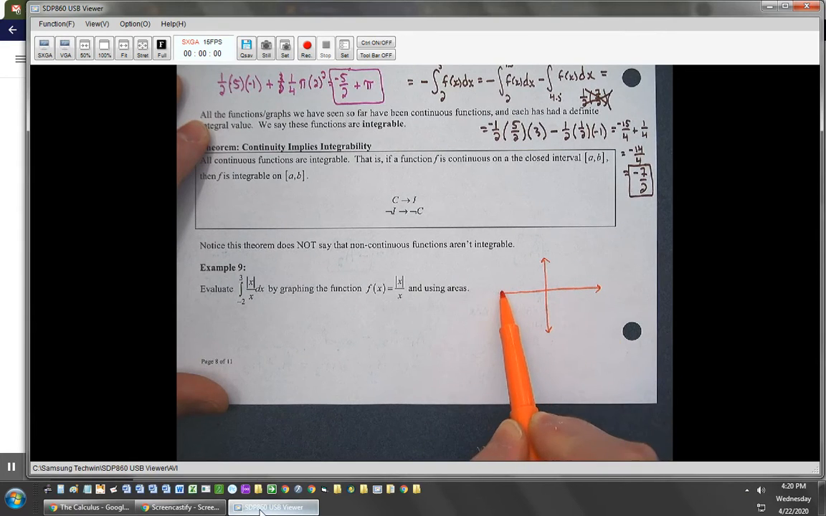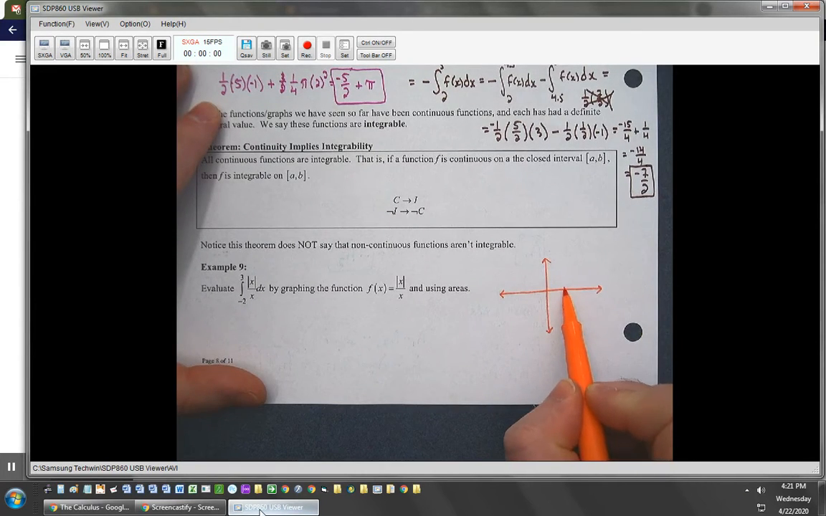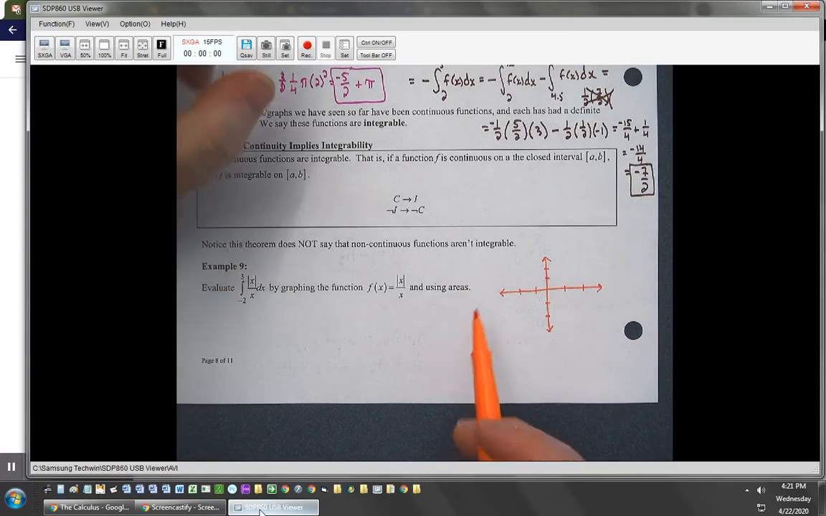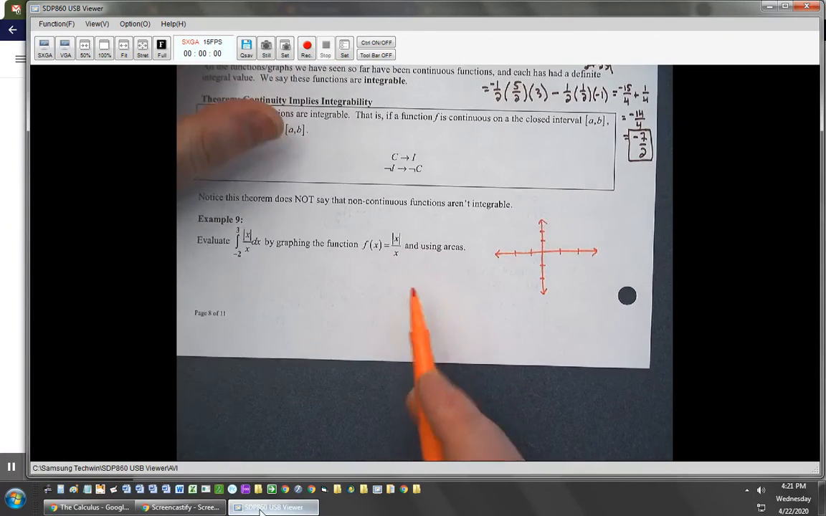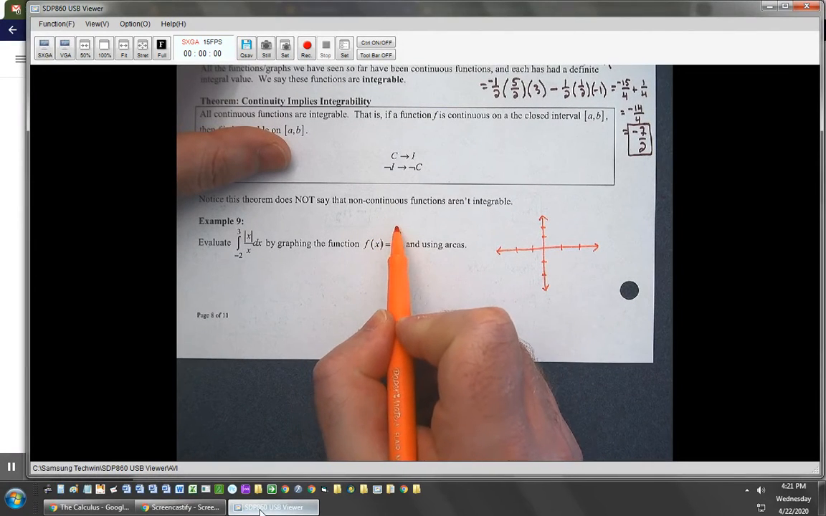Now, when I tried to sketch this, I kind of struggled, but once you break it into pieces, it does make more sense. So let's think about it. I'm only going to go a couple of values. What I would recommend is, anytime you see something with an absolute value, to break it up into a piecewise function. So I'm going to take this and break it into the piecewise function.